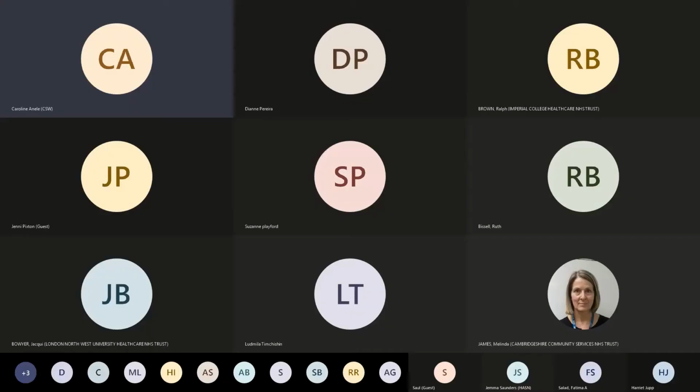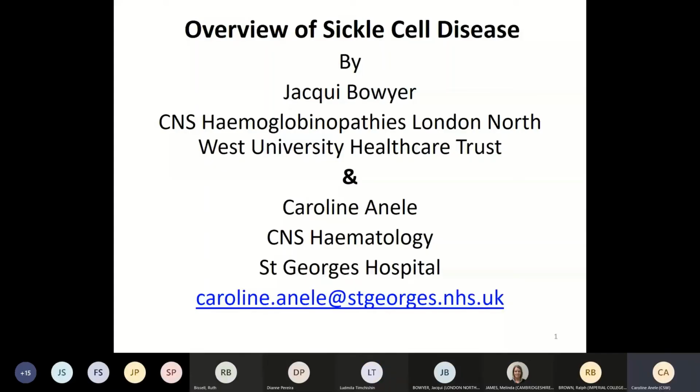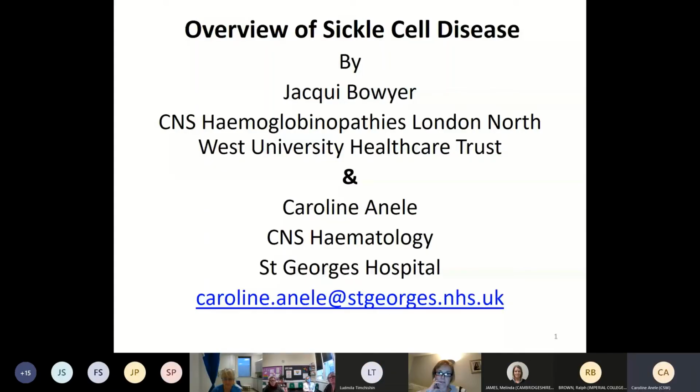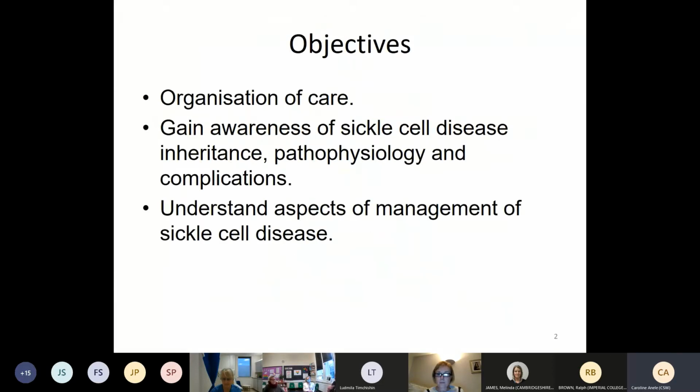Overview of sickle cell disease, and as Ralph has said, is by Jacqui Bowyer and myself, Caroline Anele. Objectives of this session are to discuss the organization of care, to gain awareness of sickle cell disease, inheritance, the pathophysiology and complications, and understand aspects of management of the disease.